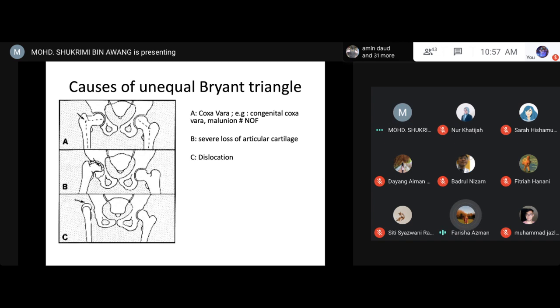Trendelenburg gait. Why does the patient have a Trendelenburg gait? Weak abductor muscle, because the abductor muscle is supposed to be at this point. Now, because the level of the greater trochanter is more proximal, that can lead to weakness of the abductor muscle. So in this case, the patient will come to you most likely with a positive Trendelenburg test, and also a Trendelenburg gait.